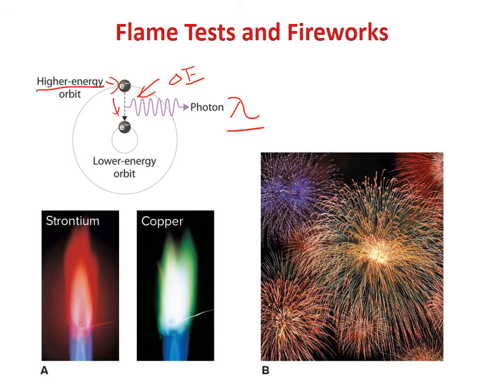Flame test is performed by placing a small amount of sample inside the flame. The atoms inside the sample are excited due to the heat inside the flame, and the excited atoms emit light of different color. For example, strontium emits red light, copper emits blue-green light, and sodium emits orange light. Fireworks display emission similar to those seen in flame test.